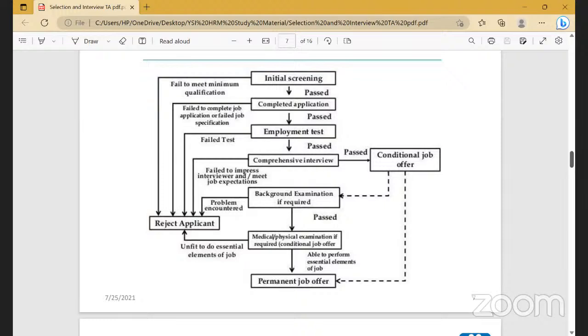फिर जाता है एम्प्लॉयमेंट टेस्ट. एम्प्लॉयमेंट टेस्ट कैन बी एनीथिंग, कैन बी जॉब रिलेटेड, फंक्शन रिलेटेड, साइकोमेट्रिक रिलेटेड और असेसमेंट, वट एवर. टेस्ट लिया, पास हो गया तो आगे गया, नहीं गया तो अगेन रिजेक्शन.